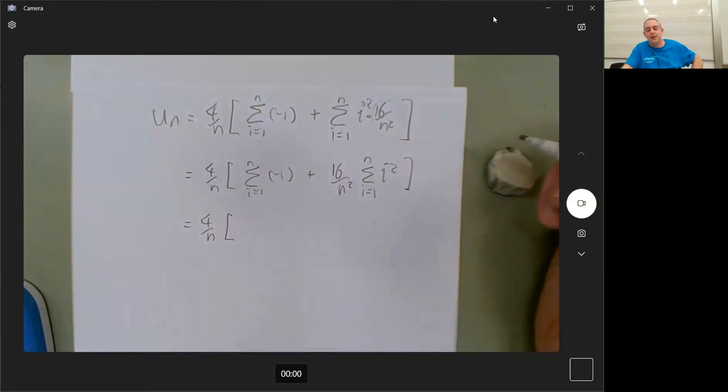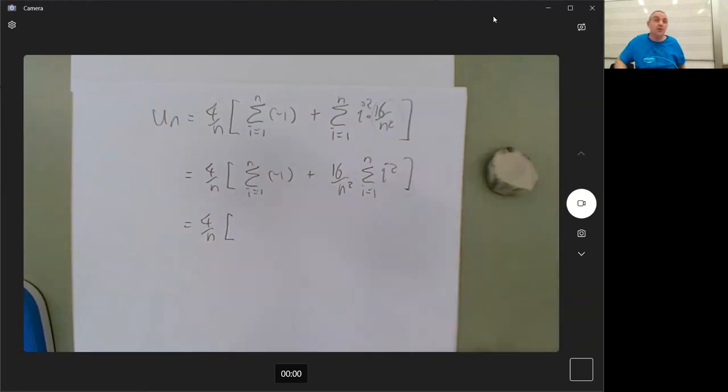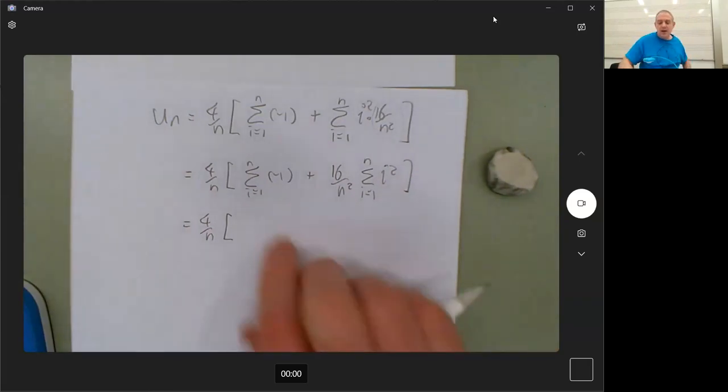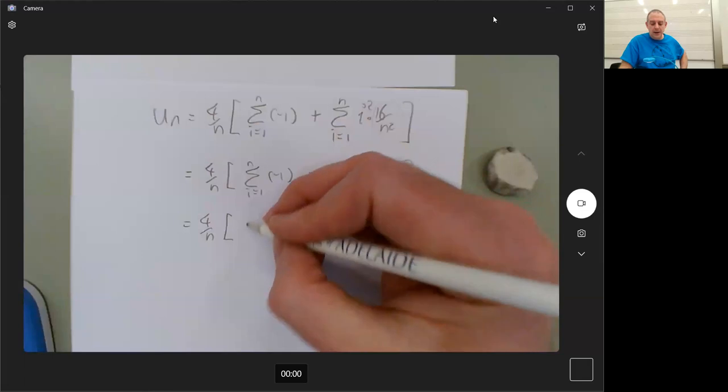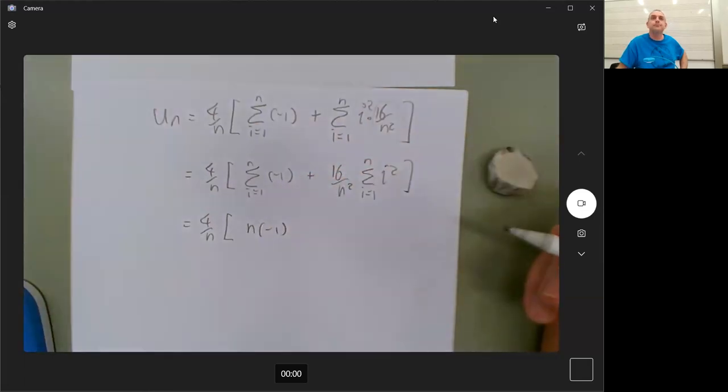Here we go. So now we have to know some things about sum notations. So far, the things about sum notation that we've used are facts about how it sort of interacts with plus and times, like the manipulation rules. But now we need to know some formulas. So if we add up n lots of minus 1, it will be n lots of minus 1.